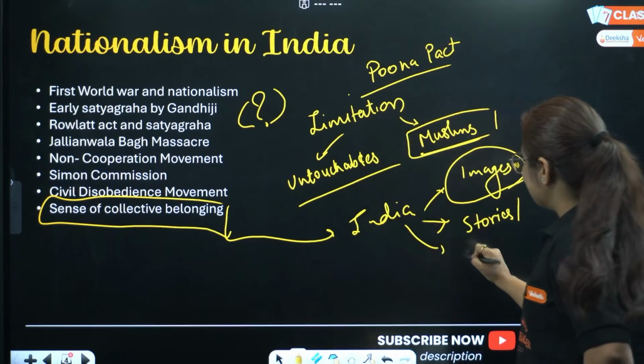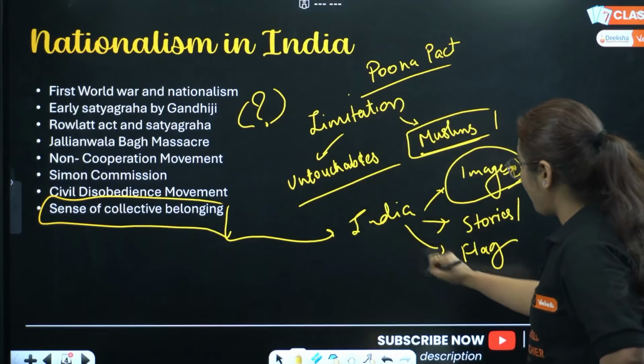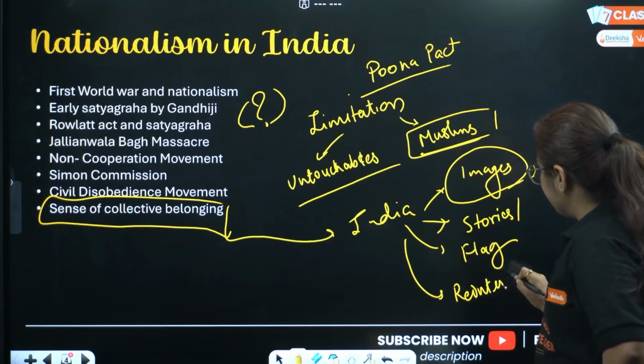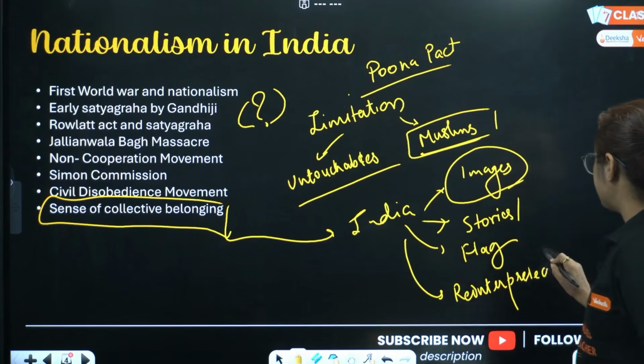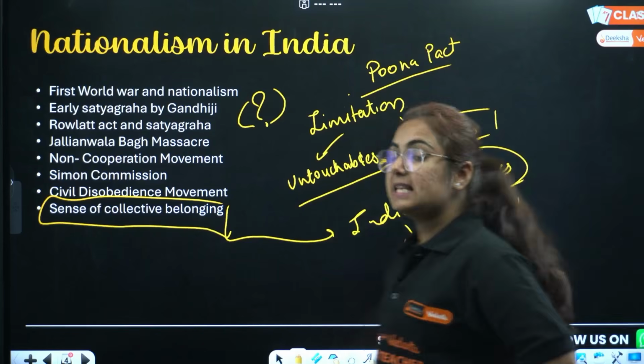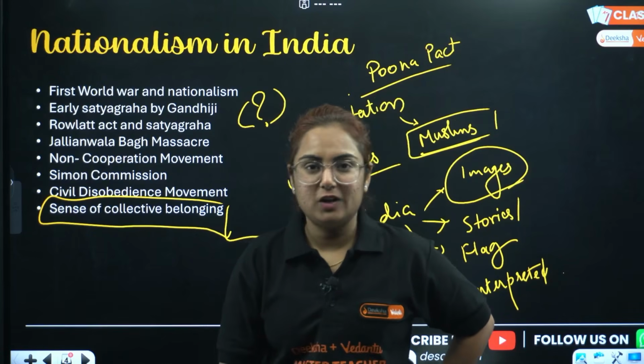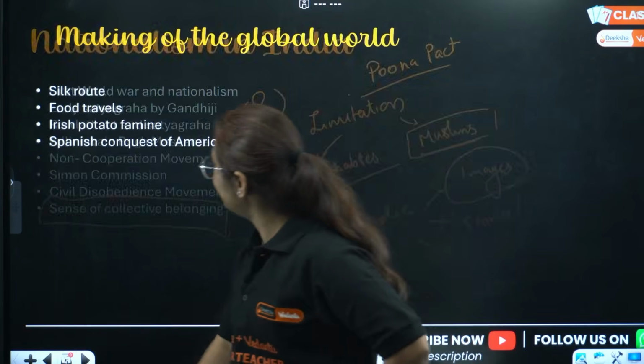Okay, we can tell the story of the flag, how it evolved with time. We can tell how history was reinterpreted by Indian historians. And this is all about chapter number 2 of history. Are you guys excited to move to the third chapter?